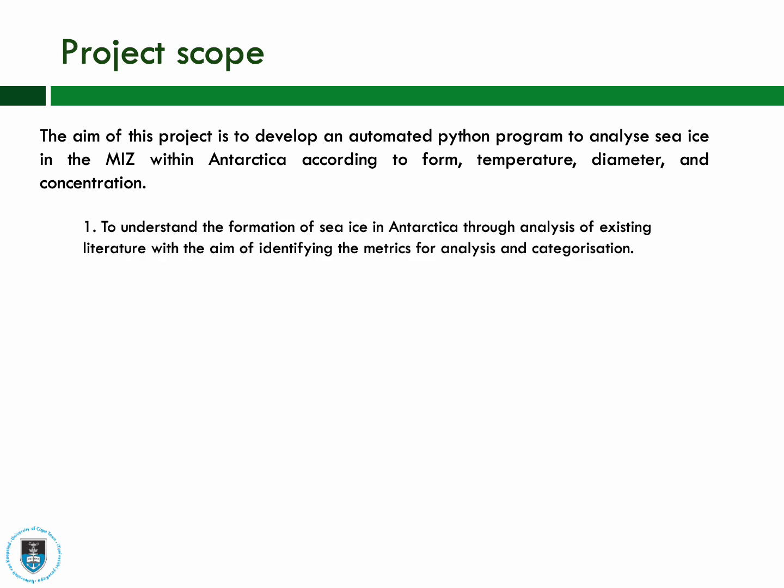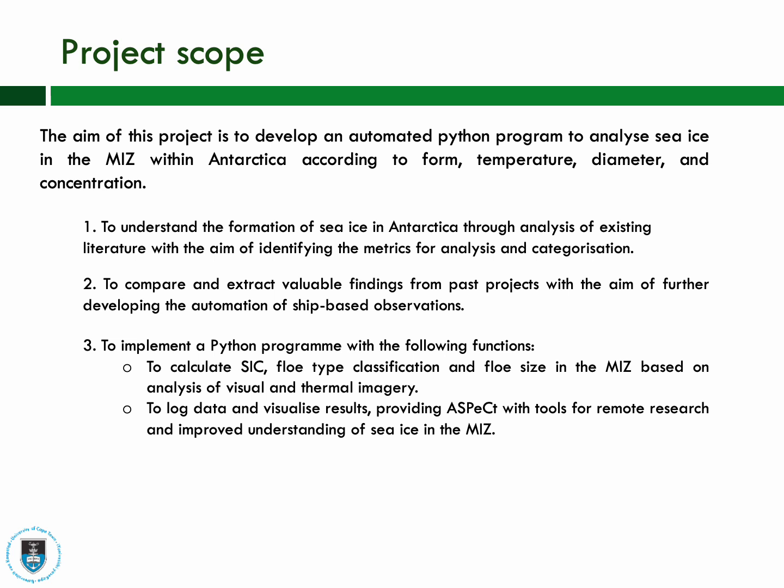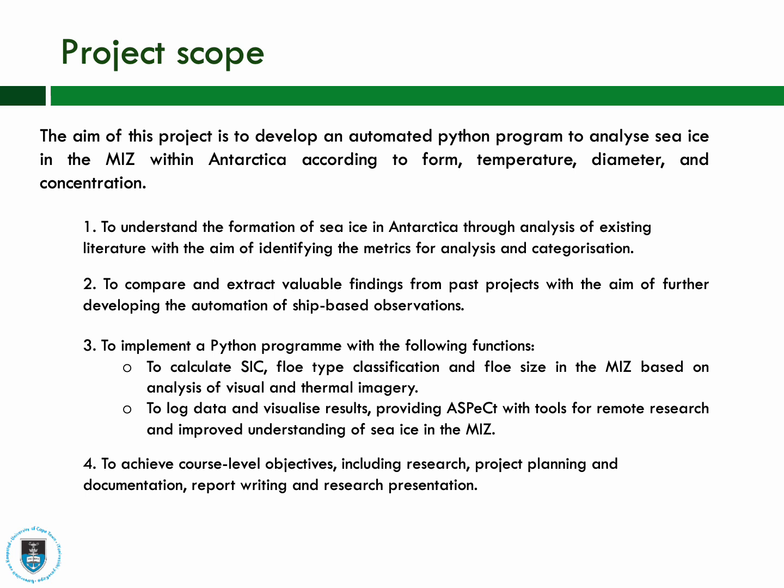The first of the four objectives is to understand the formation of sea ice in Antarctica through analyzing existing literature. The next is to compare and extract the valuable findings from past projects to further develop the automation of ship-based observations. The third is broken up into two parts. Firstly, to calculate the sea ice concentration, the flow type classification, and the flow sizes according to visual and thermal imagery, and then to log the data and visualize the results for ASPeCt to allow for remote research, and finally to achieve the course level objectives.